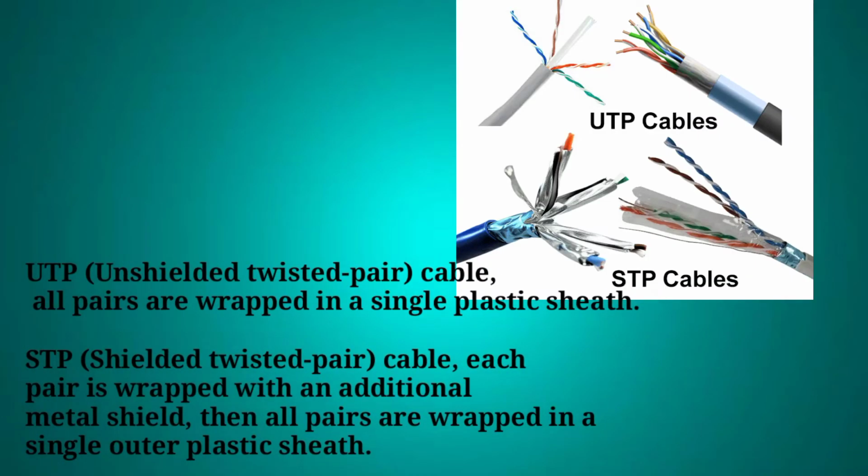In this picture, you can see the two types of twisted pair cable, UTP and STP. First is UTP or unshielded twisted pair cable. All pairs are wrapped in a single plastic sheet. And second, STP or shielded twisted pair cable. Each pair is wrapped with an additional metal shield, then all pairs are wrapped in a single outer plastic sheet.